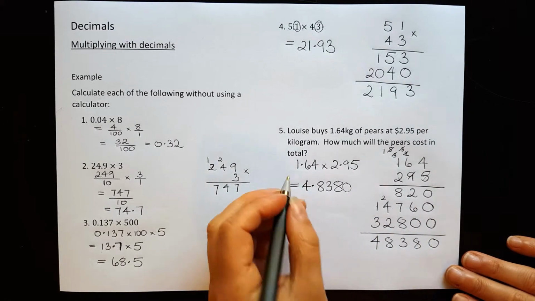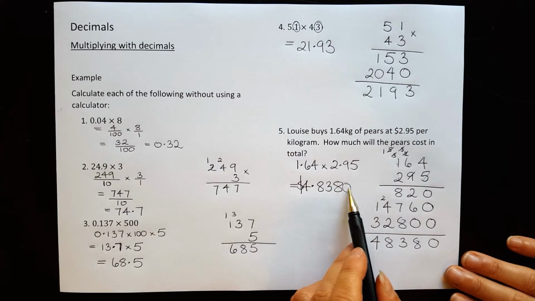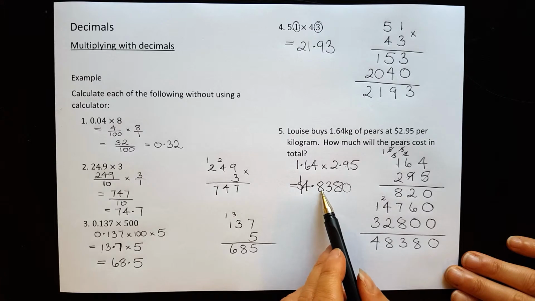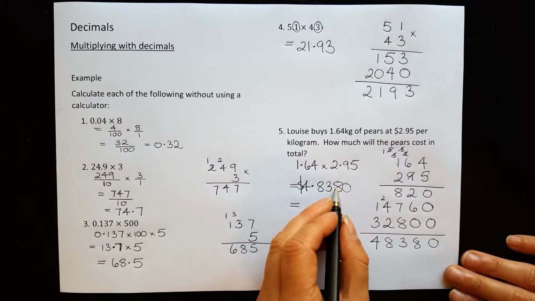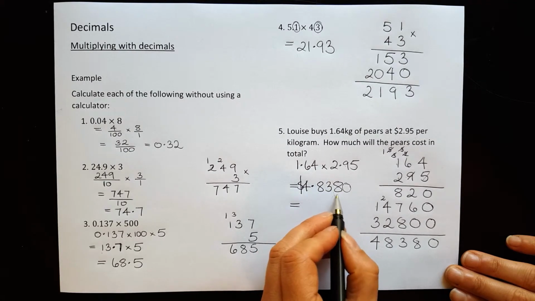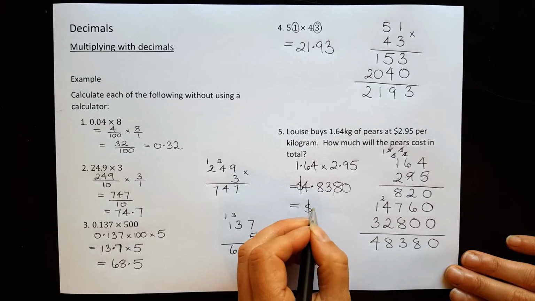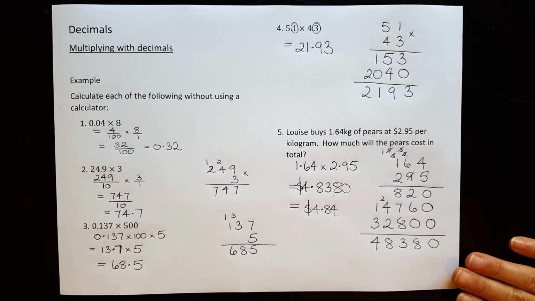Now we're talking about money here. That's how much these pears are supposed to cost. We don't normally have price tags that have that many decimal places. Normally we can only pay to the nearest cent, so on our bank cards. So let's round that to the nearest cent, which would be 2 decimal places. Because there's an 8 here, we would round that up to be a 4. So $4.84 would be how much those pears would cost.